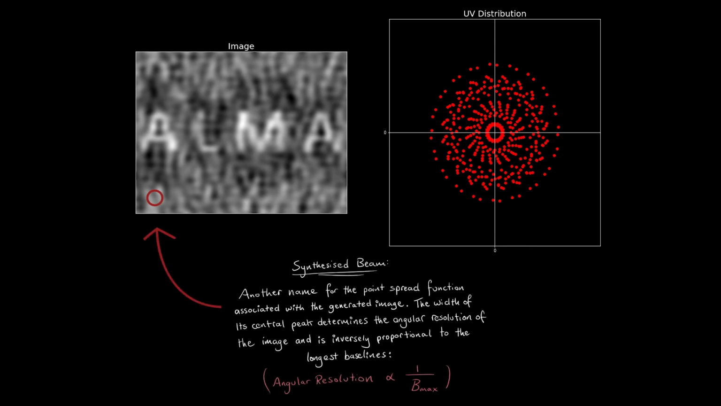The resolution of the image, that is to say, the synthesized beam, is in fact inversely proportional to the longest baselines, acknowledging caveats such as weighting choices. That's why, when choosing a cell size, it is important to choose a value that well samples the synthesized beam. Again, what do we mean by well sampled?